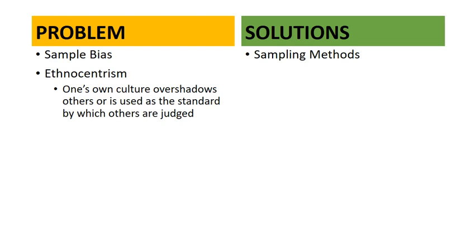Although ethnocentrism can manifest in a range of ways in our study, a common demonstration of ethnocentrism ties back to sample bias. When we recruit from a single culture, we cannot assume the findings in those studies generalize to other cultures. The solution is to recruit across cultures.